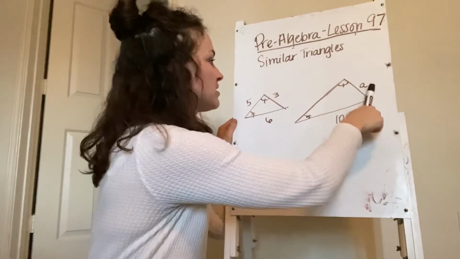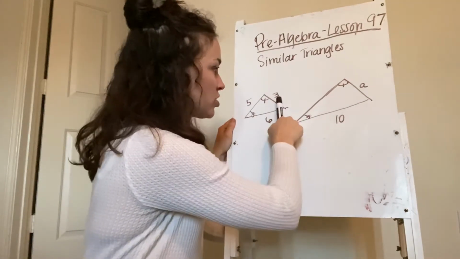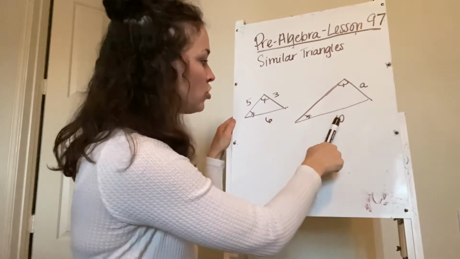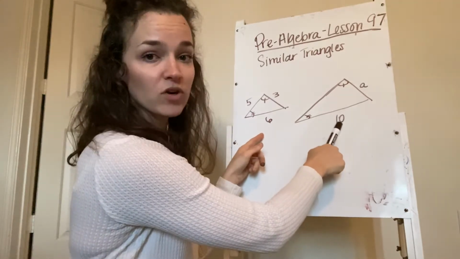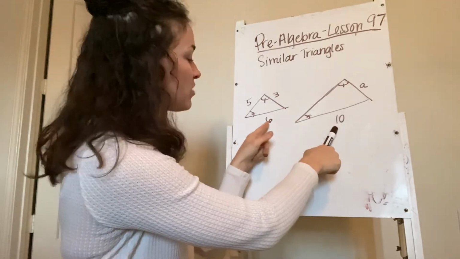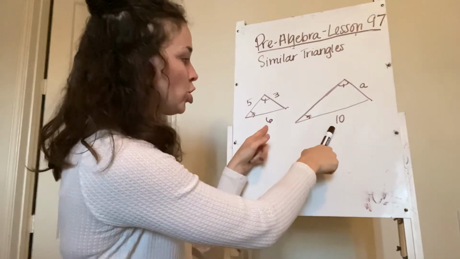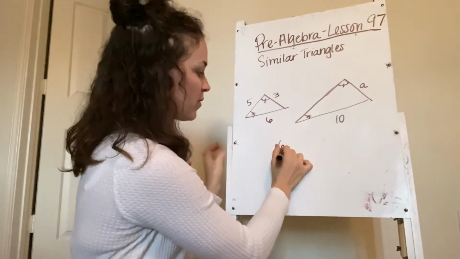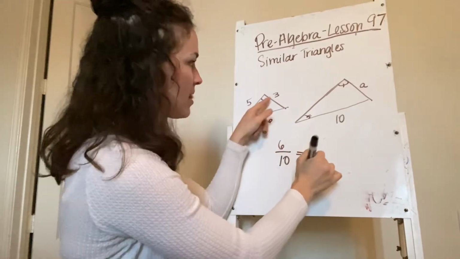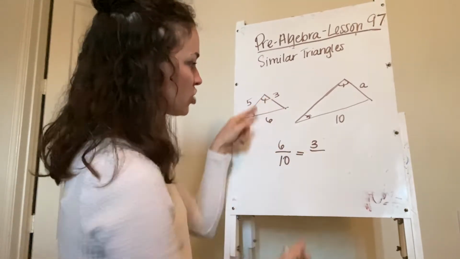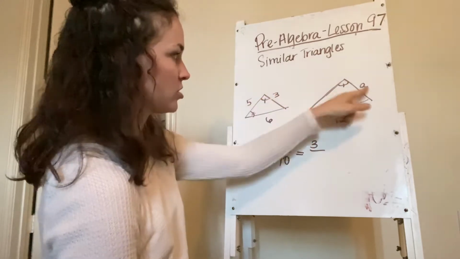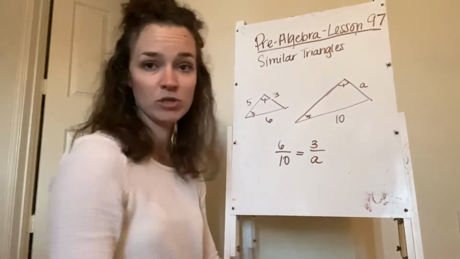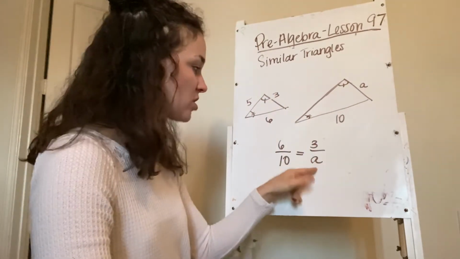Okay, so this is the one we're missing, and it corresponds to the 3. And then if you'll notice, the only other one we're given over here is the 10. And so we know that it corresponds to the 6. So we could set up a ratio of the 6 to its corresponding side, 10. And then the 3, we always want to start back on this same triangle over here, to its corresponding side, A, which is the unknown. So now we're trying to solve for A, okay?